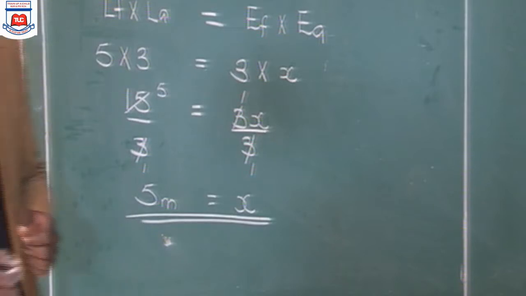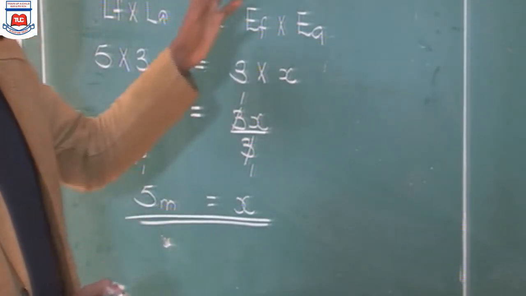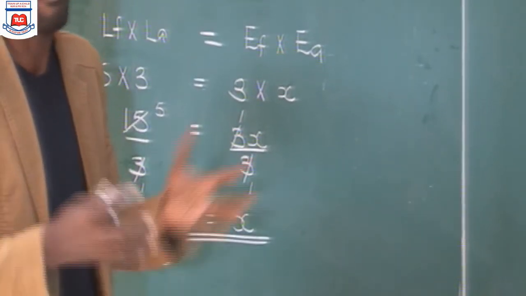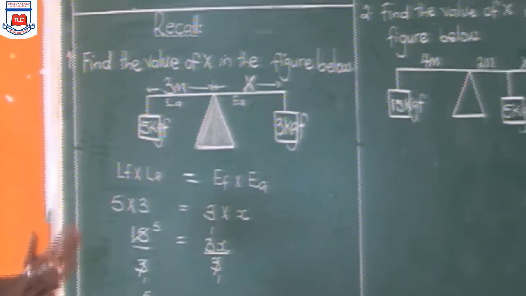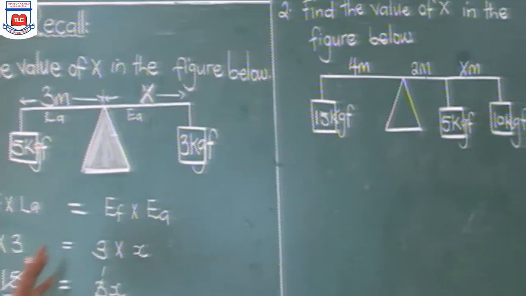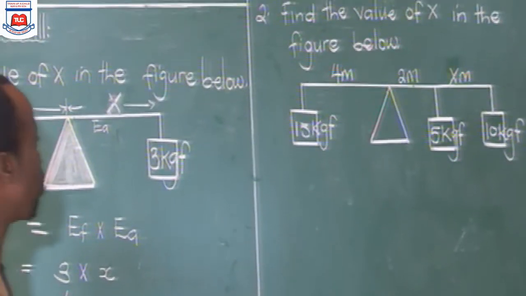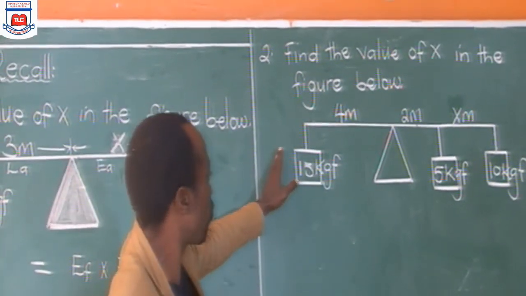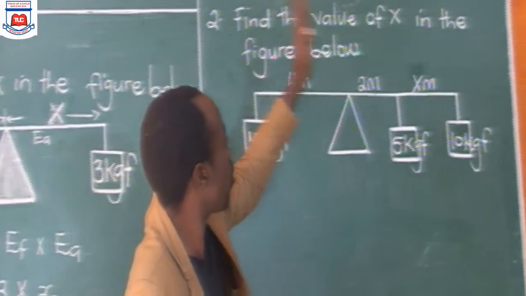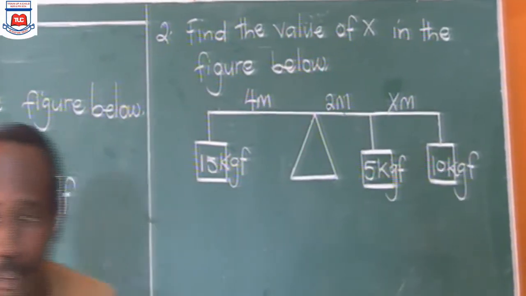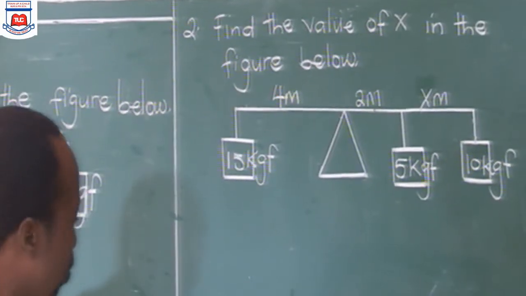Now, today, we have some other numbers which seem to be complex, but are not complex. They are easy. We shall follow the same steps that we've used to calculate this example. So in this case, we have number 2, find the value of X in the figure below.